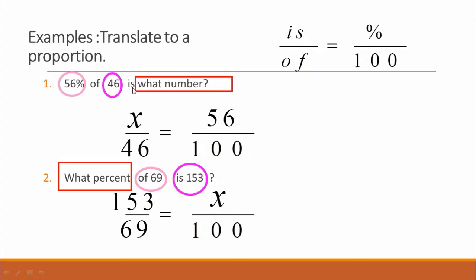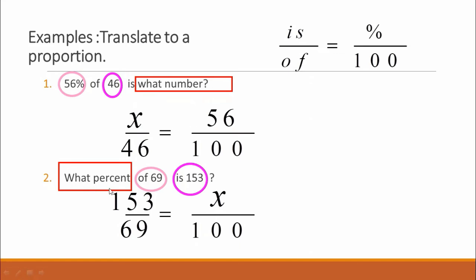56% of 46 is what number? "Is what number" means the part is missing. Part is unknown. So using this formula, the unknown part is x, and the whole value is 46. Now is equal to 56 divided by 100.